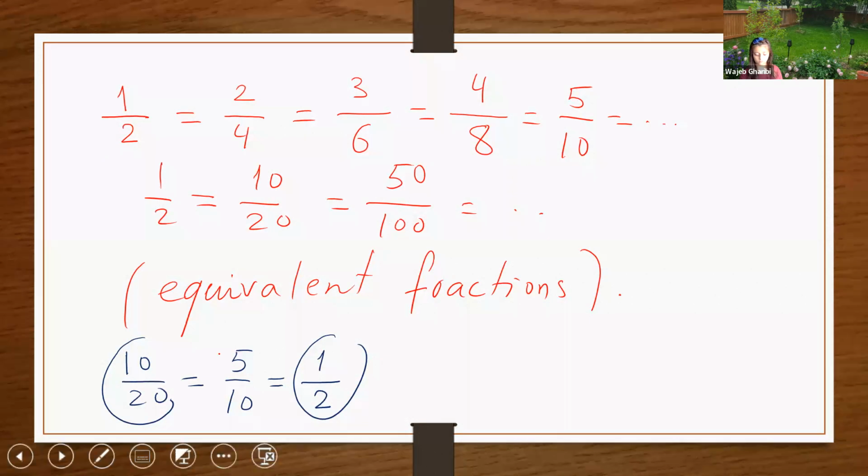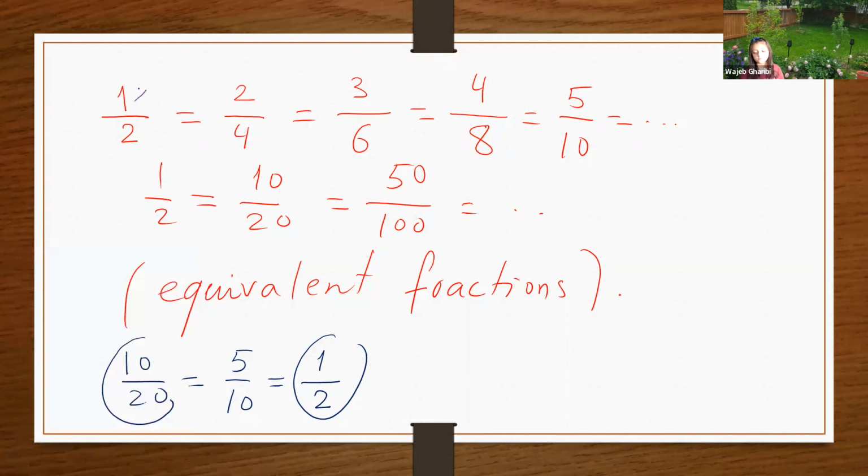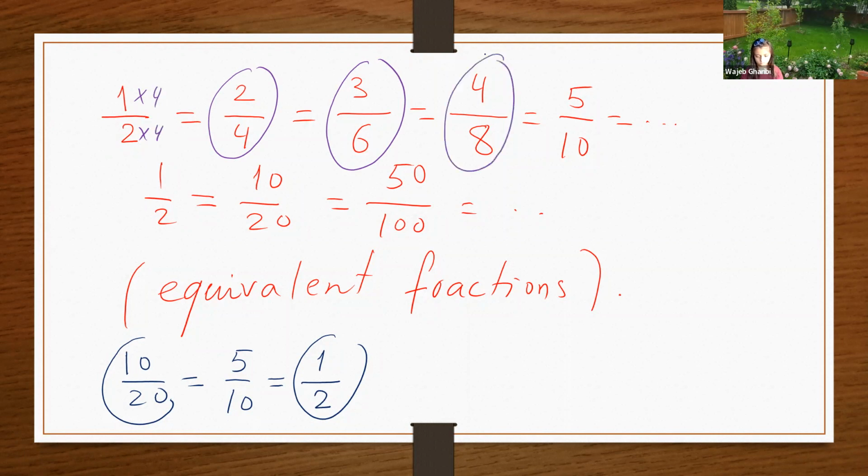Here we multiplied the numerator and denominator by 2, and we got 2 over 4. If we multiply by 3, we get 3 over 6. We multiply the numerator and denominator by 4, we get 4 over 8. We multiply by 5, we get 5 over 10, and so on.